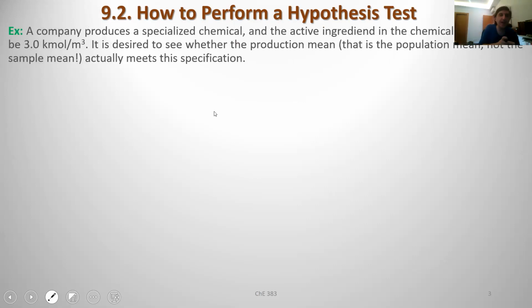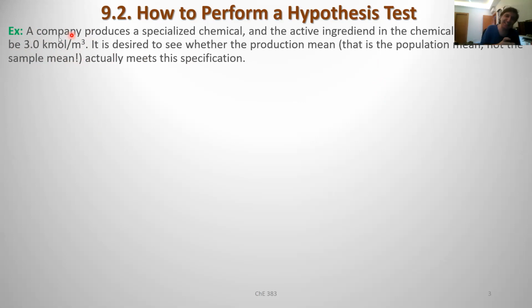So let's say that we have a company which produces a specialized chemical, and the active ingredient, is this ingredient spelled correctly? I'm not sure. Anyway, the active ingredient in the chemical is required to be equal to 3.0 kilomoles per meter cube. Let's say that law states that I, a manufacturer of a specified chemical, should have a certain substance inside each of my products equal to 3 kilomoles per meter cube. I just made it up. So here, the true value of mu in our product, the population mu, should be equal to 3 kilomoles per meter cube.